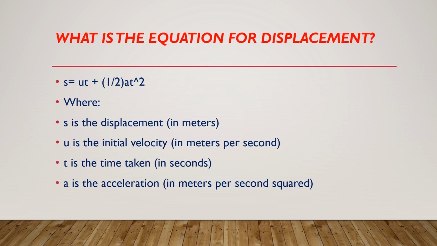What is the equation for displacement? S is equal to ut plus 1 upon 2 at square, where S is the displacement in meters, u is the initial velocity in meters per second, t is the time taken in seconds, and a is the acceleration in meters per second square.